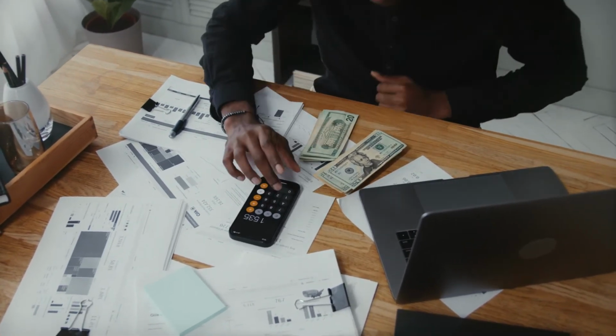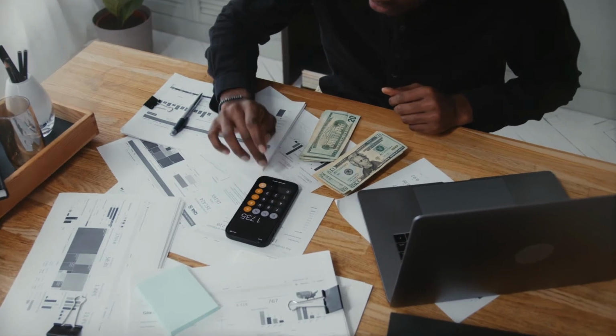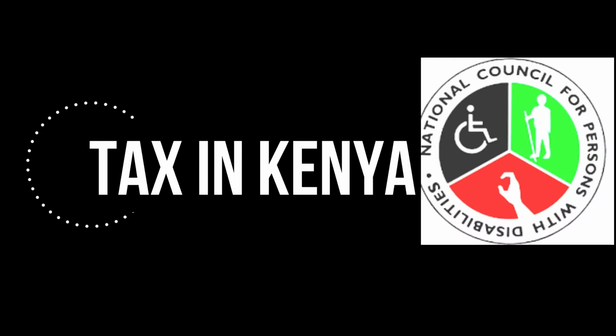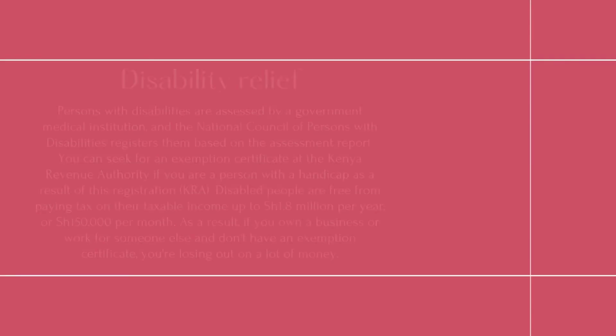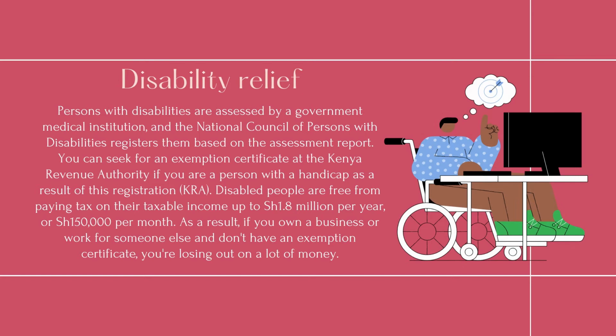And the third way to avoid tax is for persons living with disabilities. You can get a disability relief. Persons with disabilities are assessed by government medical institutions and the National Council of Persons with Disabilities, and they register them based on the assessment. And if you are such a person, you can seek an exemption certificate.